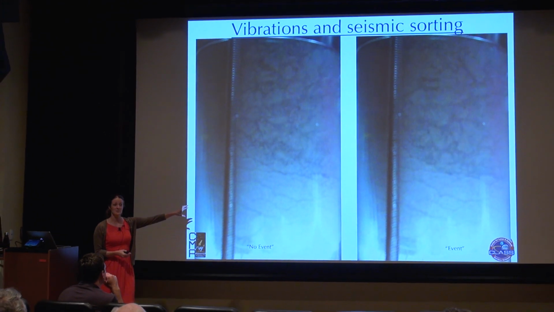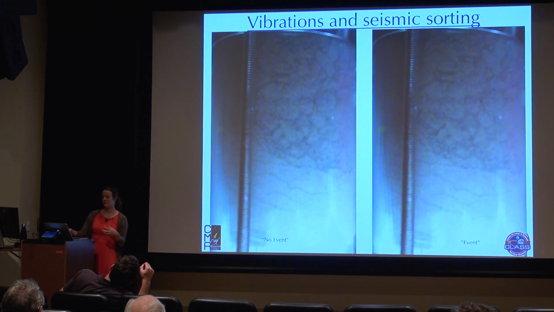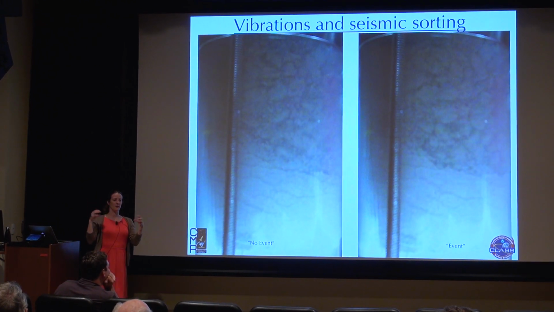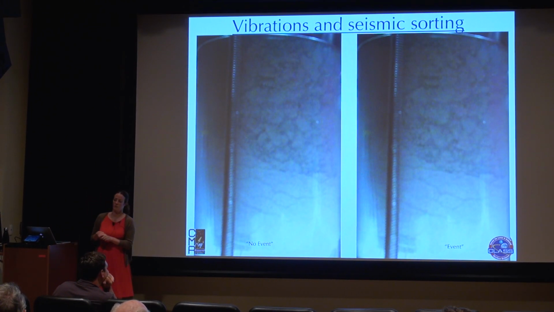So we're using these types of experiments to also try to understand how sorting happens on asteroid surfaces and how the different particles move around on the moon and on asteroid surfaces.